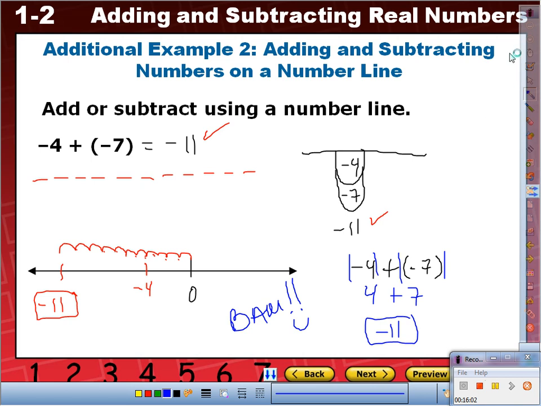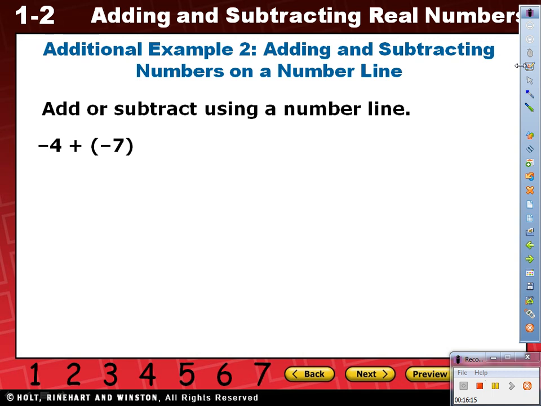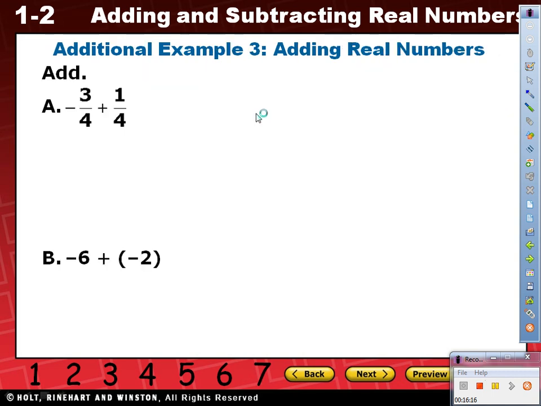Example number 3. Here we go. See if you can do this one by yourself. Example 3. I want you to copy these two, 3A and 3B, but for right now, I want you to do 3B by yourself, and then we're going to do 3A together. Do 3B by yourself. You should be able to do this one for all 4 methods. 3B. Go.